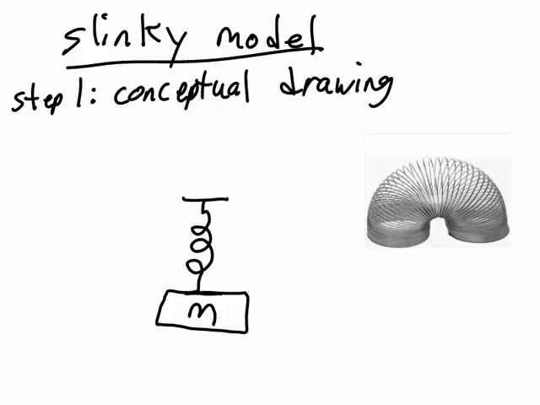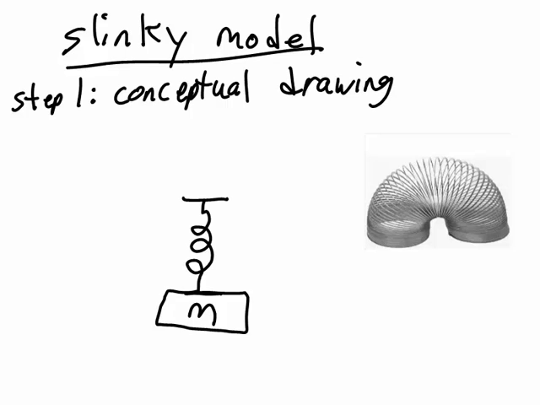To find out which of our simplifications are okay to make and which are not okay to make, we have to derive the equations with our simplifications, use the equations to predict the output of the Slinky, and then use the actual Slinky to see if our predicted output matches the actual output of the system. If they don't match closely enough, then we know that we've made too many simplifications, and we have to go back and make our conceptual drawing of the system more closely match the actual system.